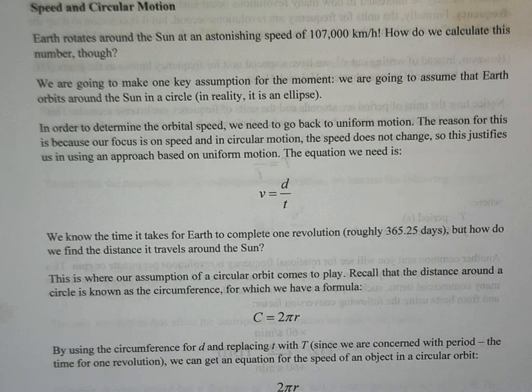So let's go back to our discussion on speed again. So we mentioned circular motion, we're going to focus on speed. First off, we're going to just present you a number. Earth is going to rotate around the sun at an astonishing speed of 107,000 kilometers per hour.